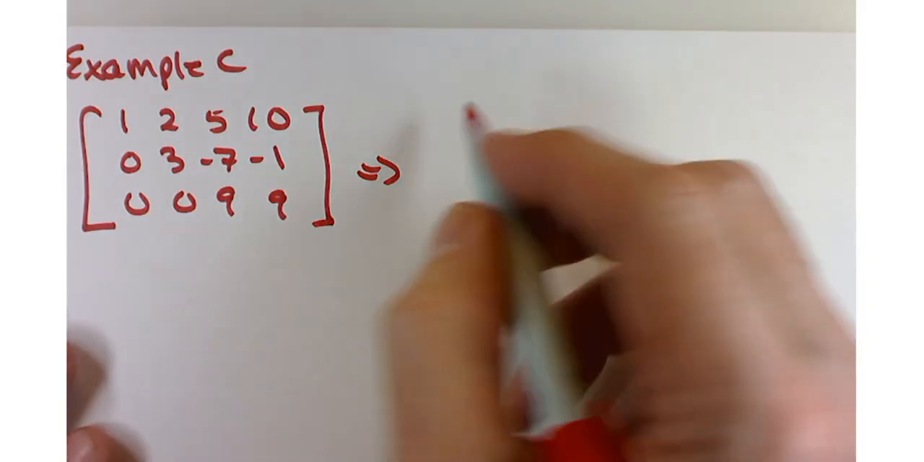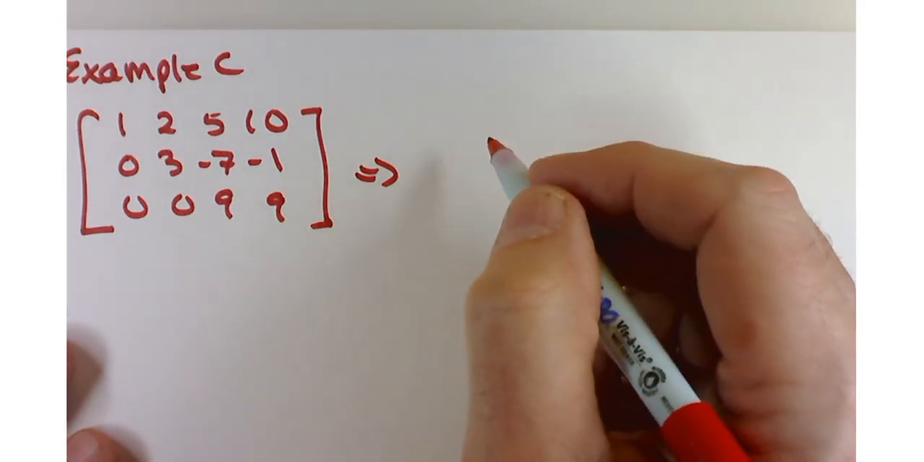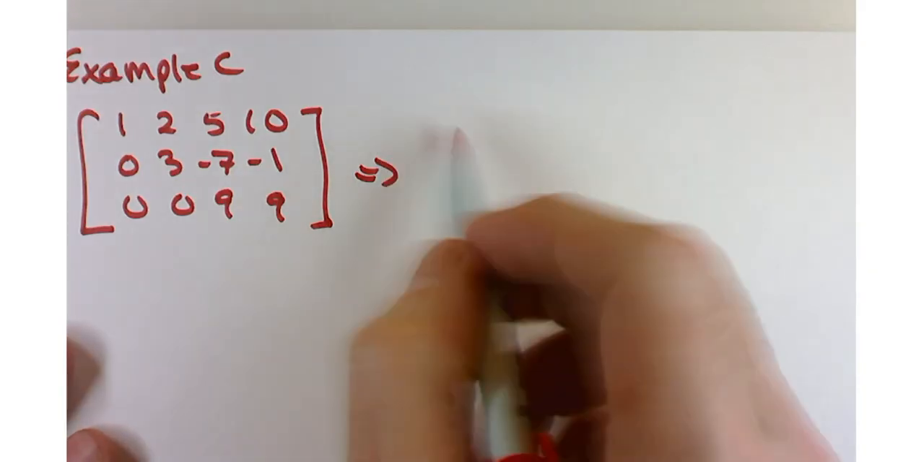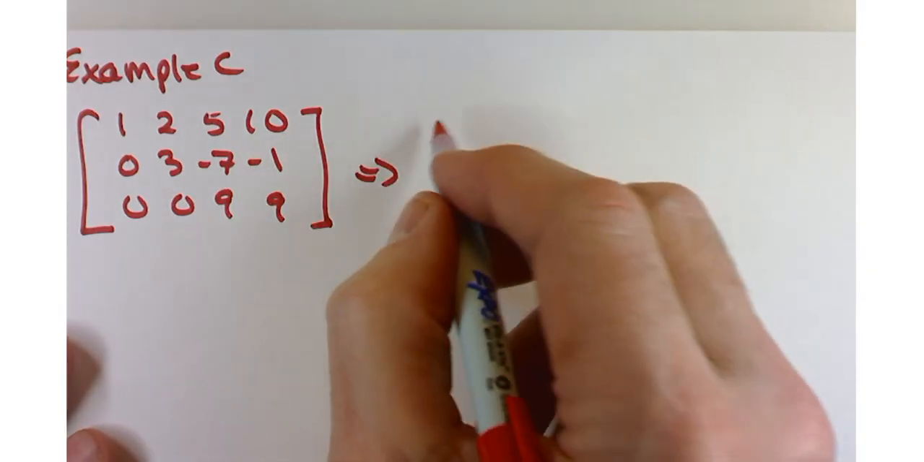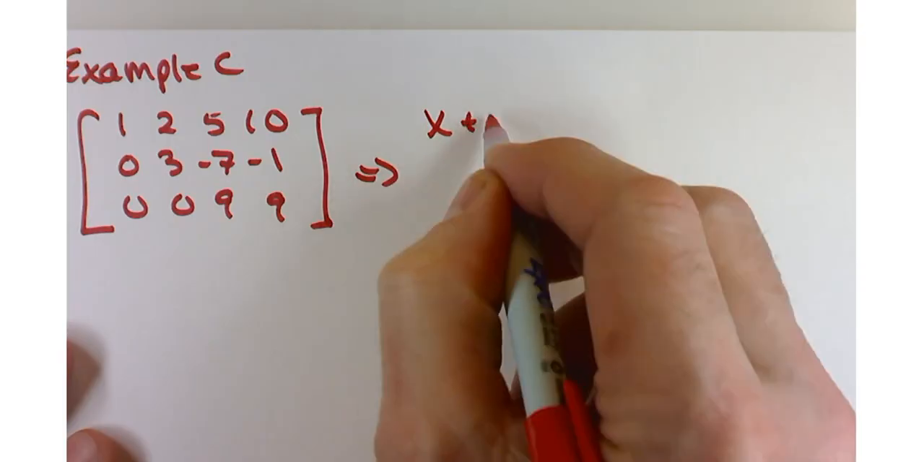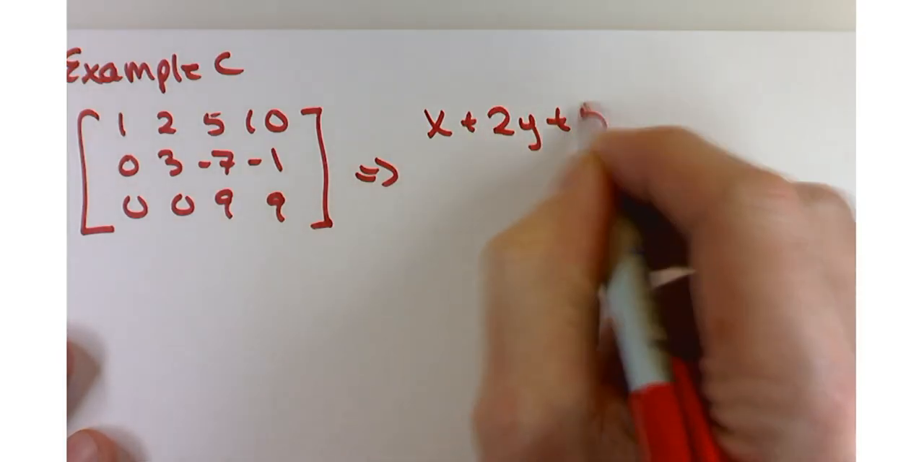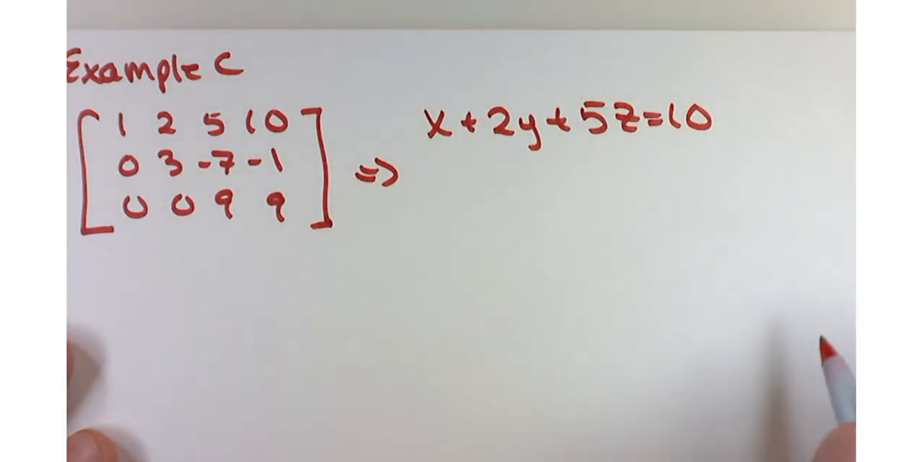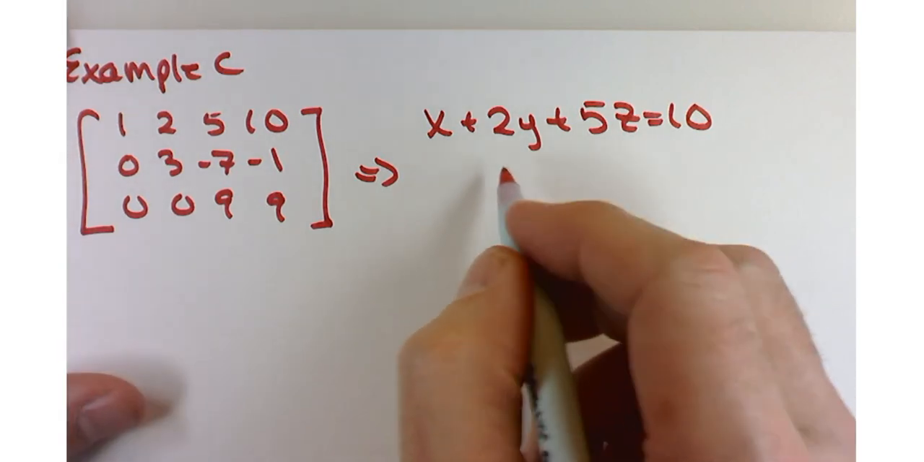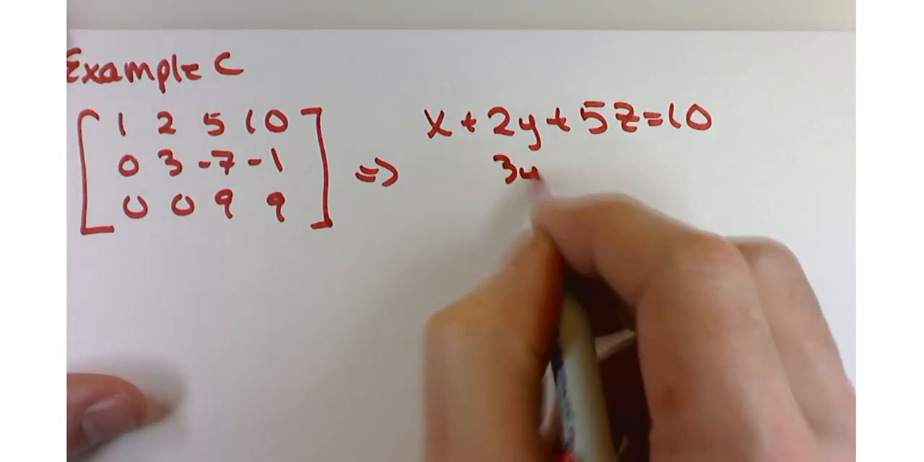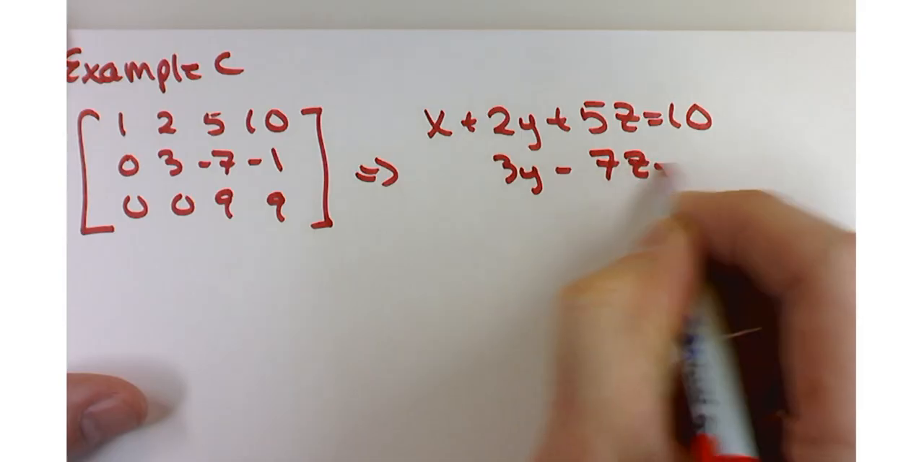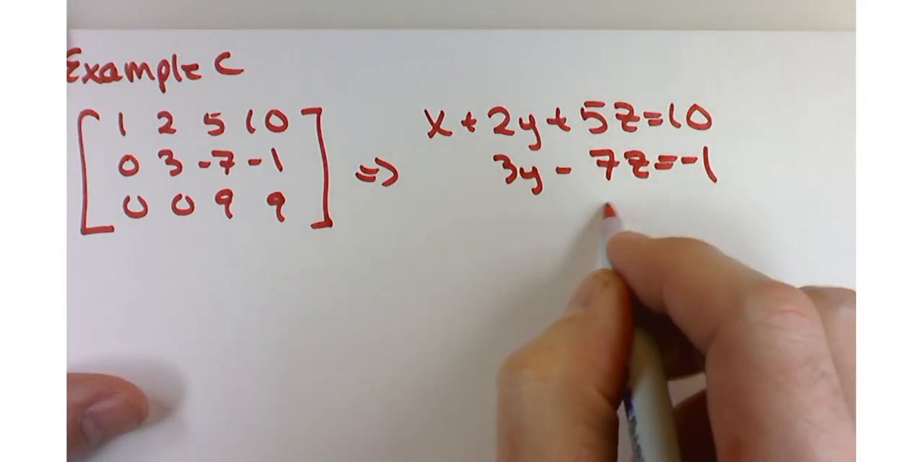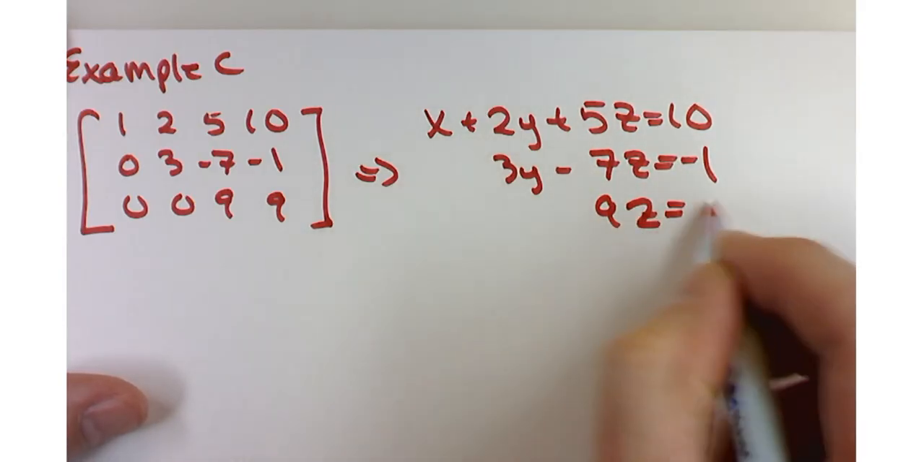Kelly, what's the top equation going to be, please? x plus 2y plus 5z equals 10. Awesome. Alan, how about the one below that? 3y minus 7z equals -1. Good. And the last one is 9z equals 9.